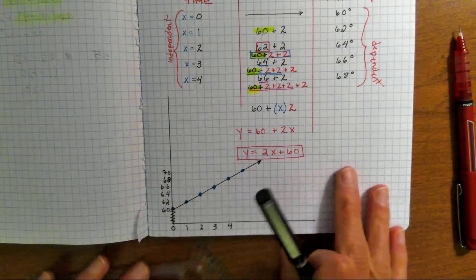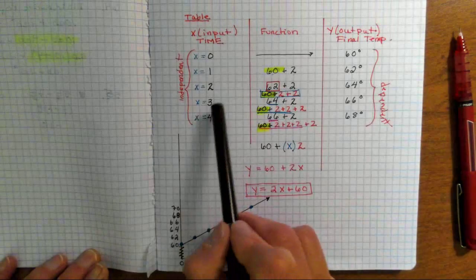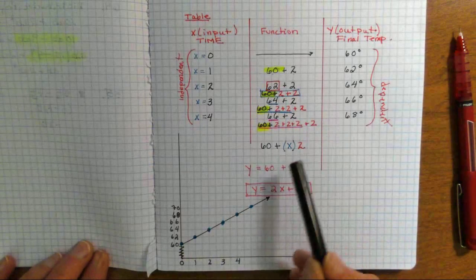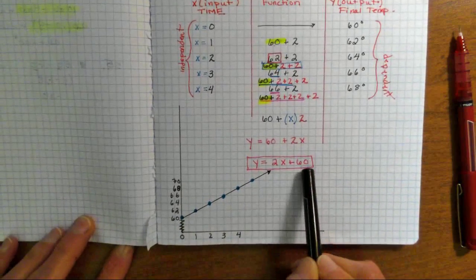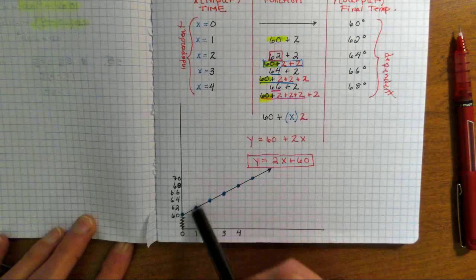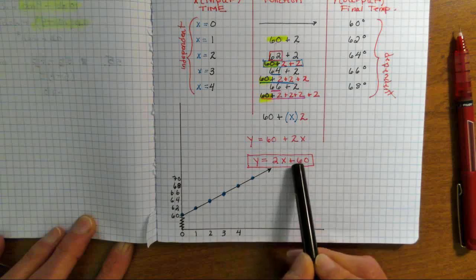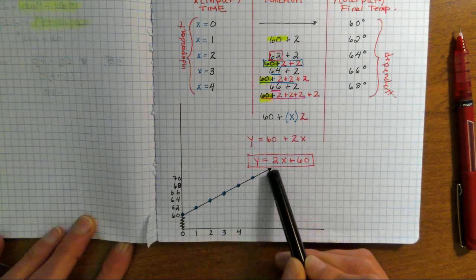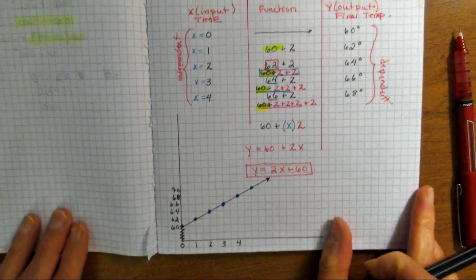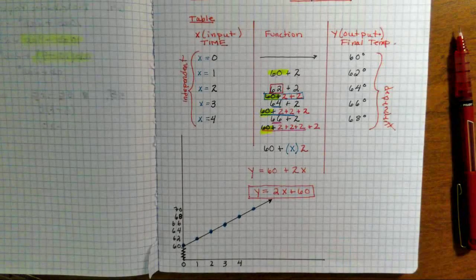But so now what I've done is I've shown the relationship in a table, I've shown the relationship as an equation, and I've shown the relationship as a graph. In fact, this equation here is the equation of this line, and we'll be investigating that in future lessons.